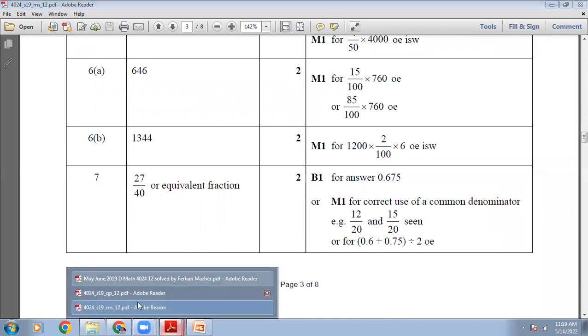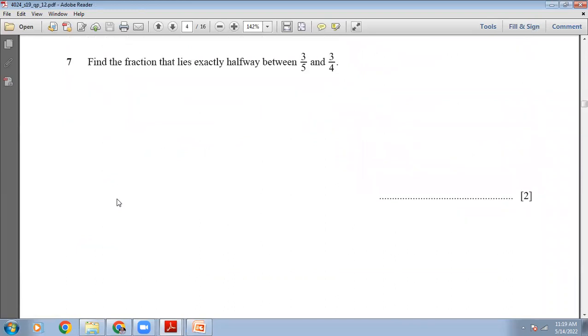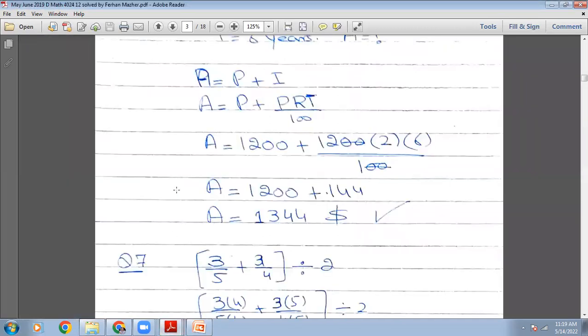Okay, so we are going to the next question. The next question coming up on your screen is question number 7. It's a 2 marks question. Find the fraction that lies exactly halfway between 3 by 5 and 3 by 4. So you will add these two fractions with each other, and when you get the answer, you divide it by 2, you will get the answer. So let me show you how I have done this.